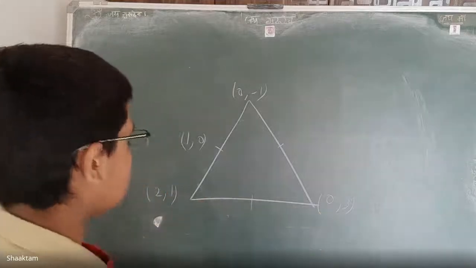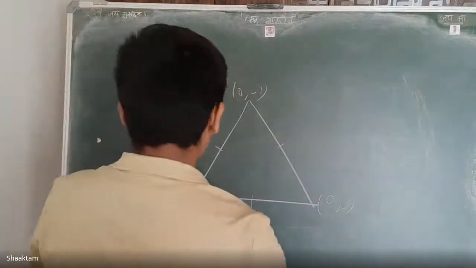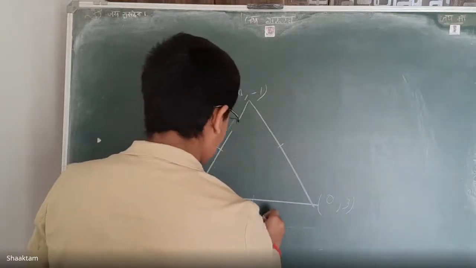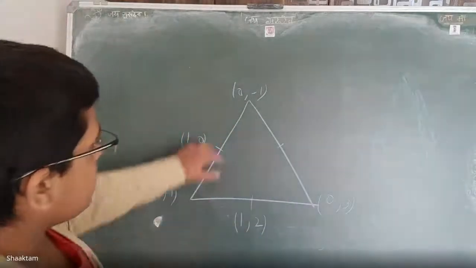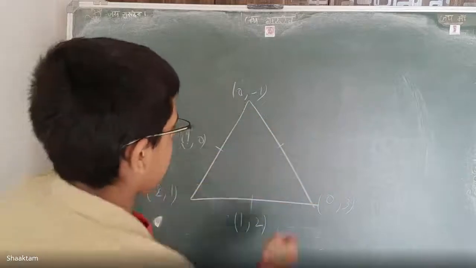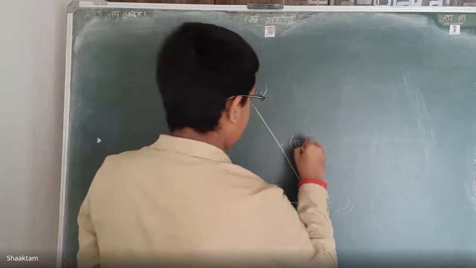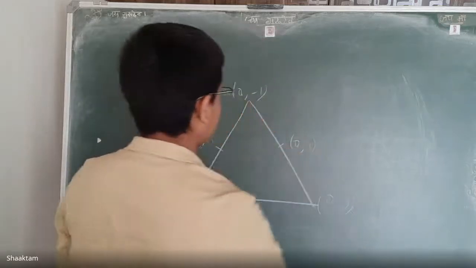For the next one: 2 plus 0 is 2, and 2 divided by 2 will be 1. And 1 plus 3 is 4, and 4 divided by 2 will be 2. Finally, 0 plus 0 is 0, and 0 by 2 is 0. Minus 1 plus 3 will be 2, and 2 divided by 2 is 1.